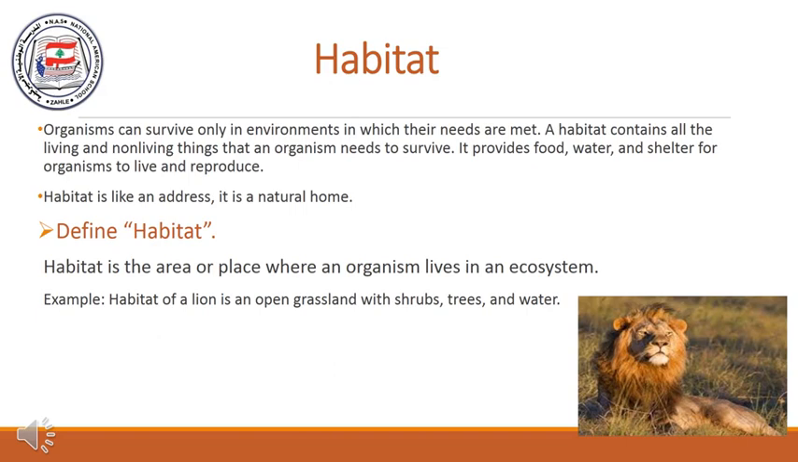So a habitat is like an address. It is a natural home for animals. So let's define habitat. Habitat is the area or place where an organism lives in an ecosystem. For example, the habitat of a lion is an open grassland with shrubs, trees, and water.